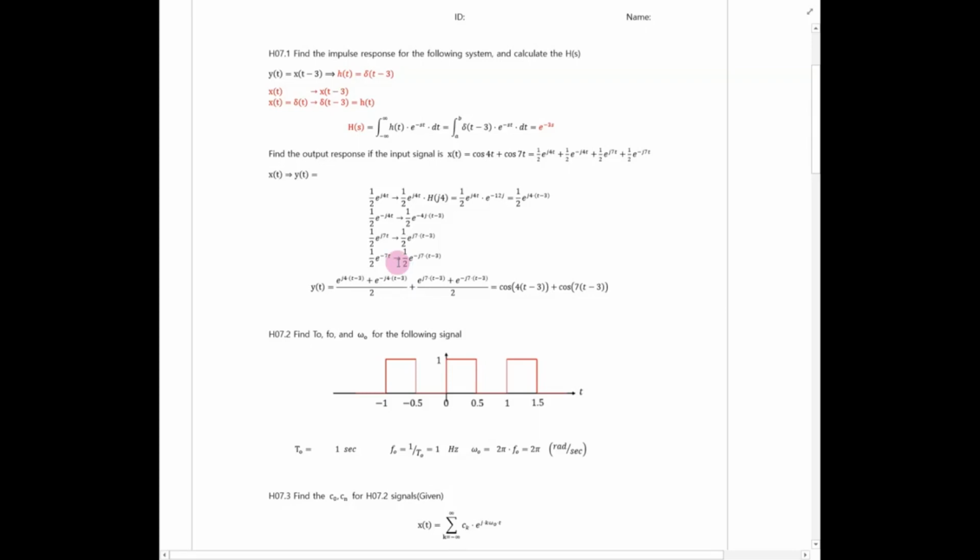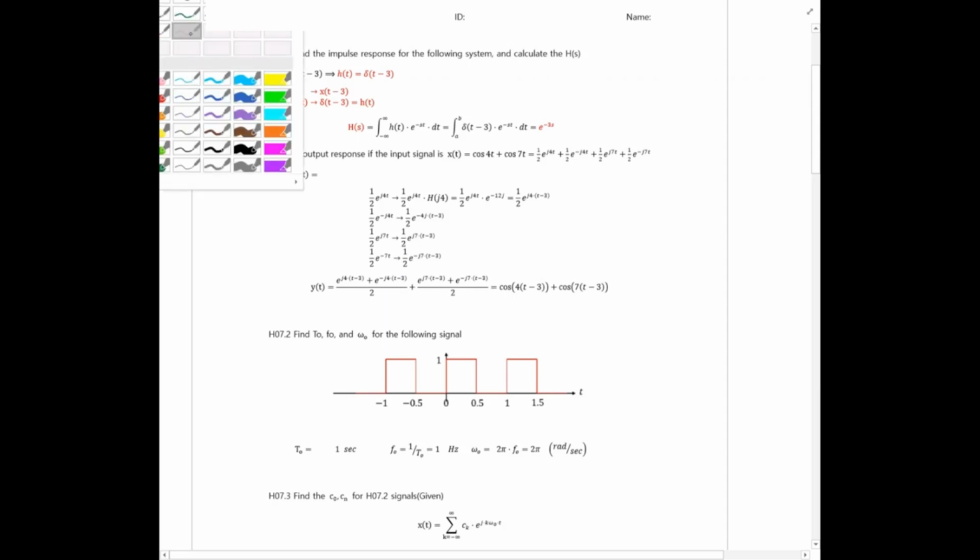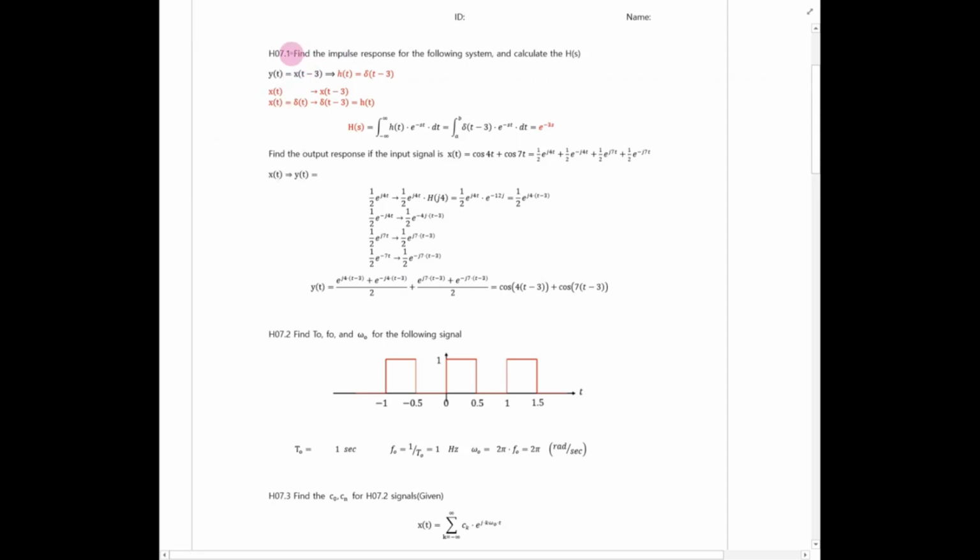Class, we talk about the transform and the Fourier series. Here shows the homework 7 we have already done. Firstly, we would like to find out the impulse response of these systems. It means that if we apply x(t), the output becomes x(t minus 3).